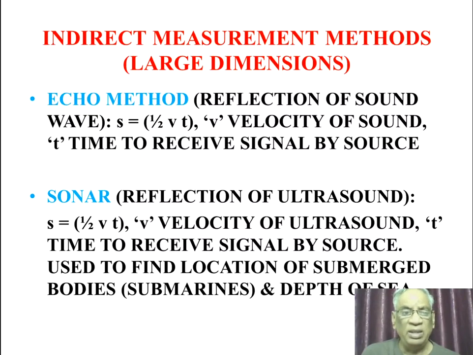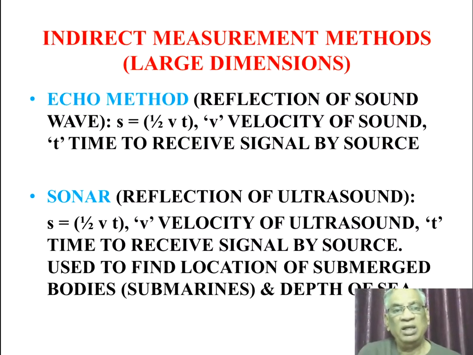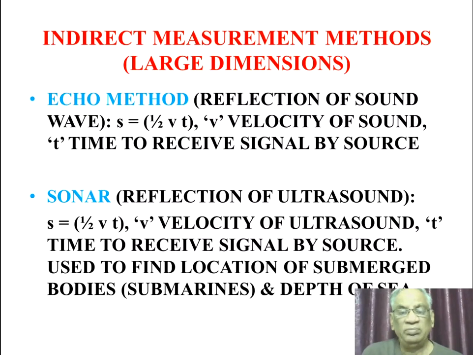So the distance between the source and the object is given by x is equal to half vt, where v is the velocity of sound and t is the time taken by the sound to go to the cliff and then come back to the source. That is the time taken to receive the signal by the source after creation.